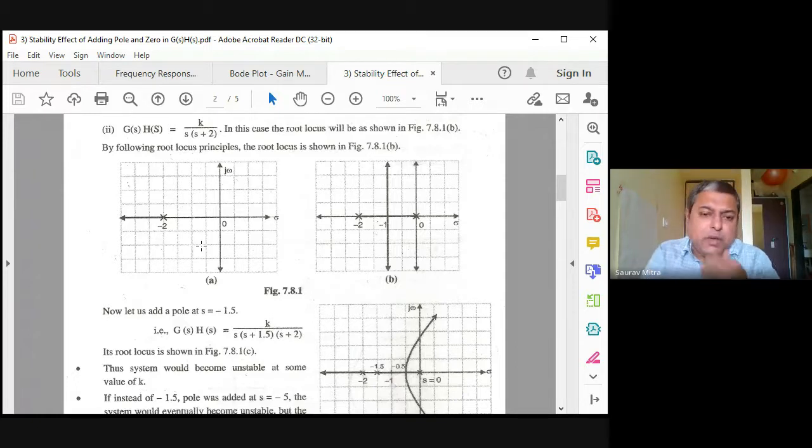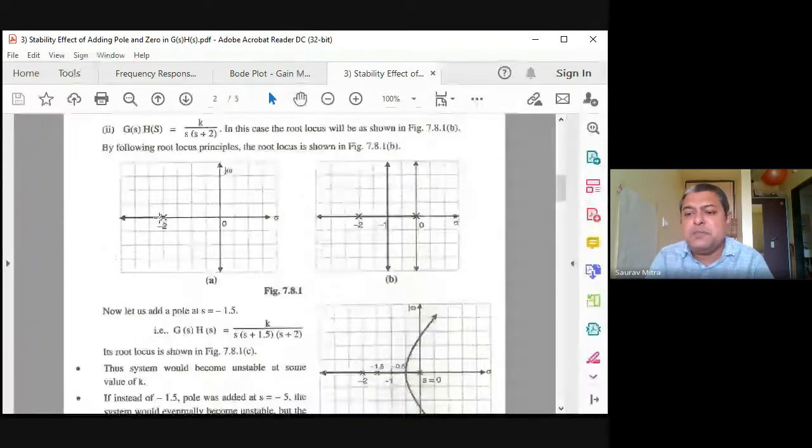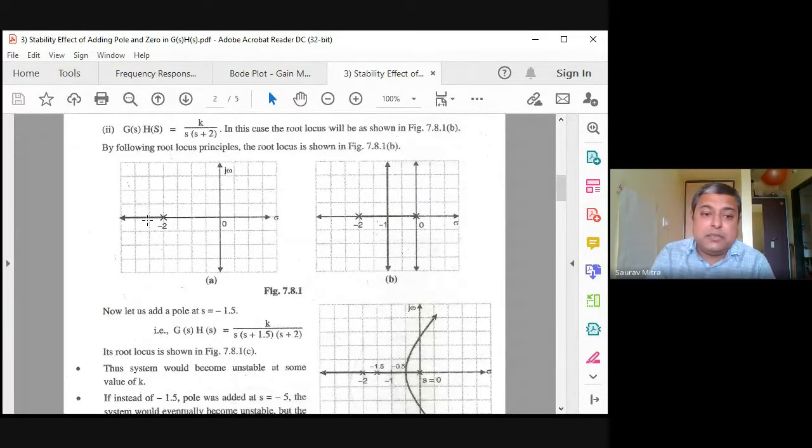Let us see. Okay, so K by s plus 2. K by s plus 2 means there will be a pole here at minus 2, and the root locus will be a single root locus. It will start at minus 2 and go to minus infinity. Extremely stable pole. Even if you keep any value of K, this K by s plus 2 system will always be stable. But what is the root locus? Root locus is on the real axis, or the real left-hand side of the s plane. So this is the most stable form of root locus.